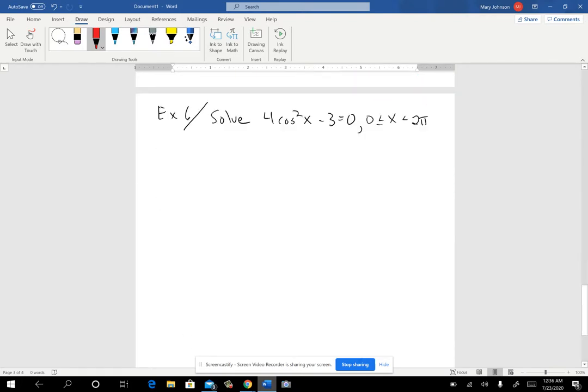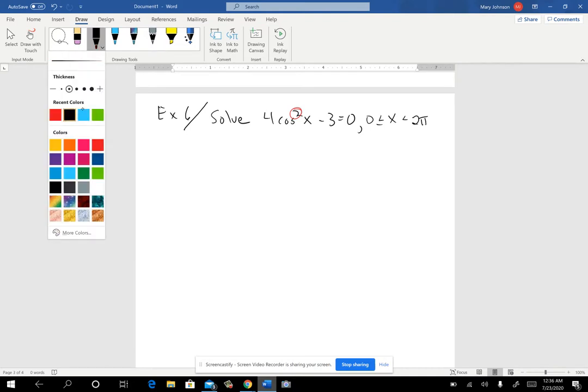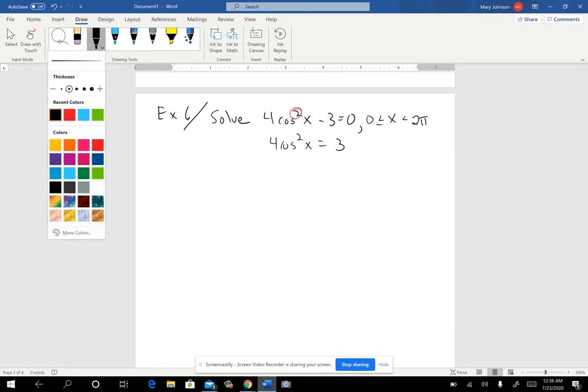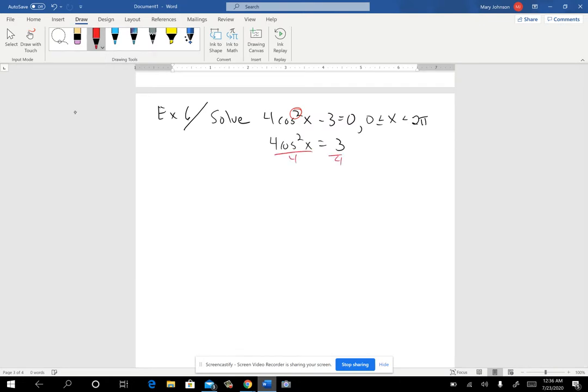All right, look at this one. This one's kind of interesting. It has a squared, so that makes it quadratic. But this one only has the trig function in one spot. So what you would do here is just add the 3 to both sides. You'd have 4 cosine squared x equaling 3. Then you're going to divide by the 4. So I added 3 first, then I divided by 4. When I divide by 4, I get cosine squared x being 3/4.